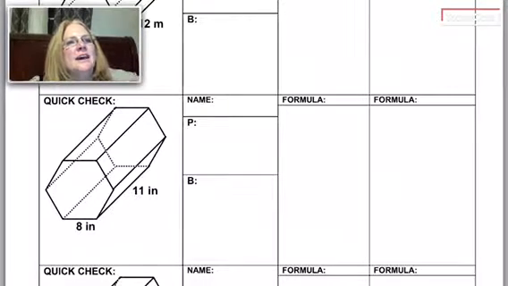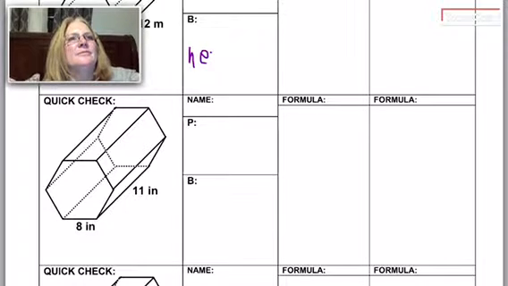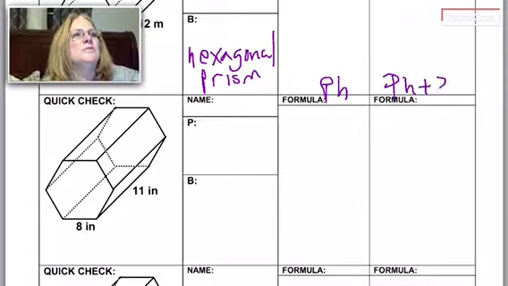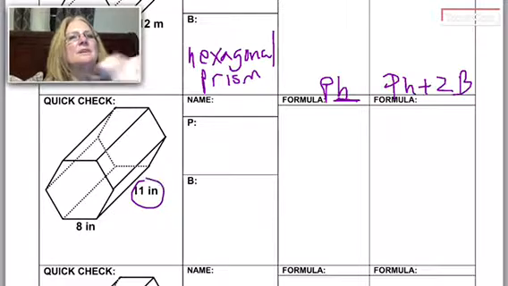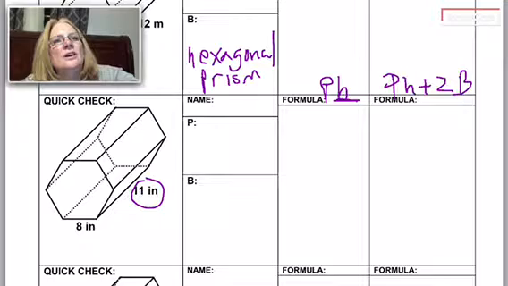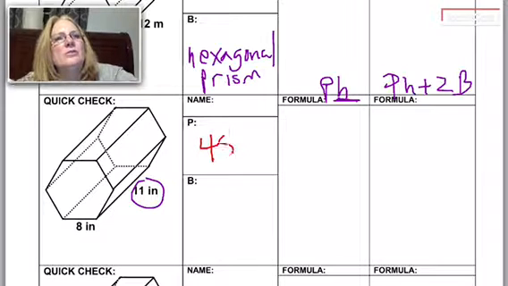So again, I would say this is a hexagonal prism, if we're going to name it. Hexagonal prism, because the base has 6 sides, and the formula here is pH plus 2b. The height of the prism is 11. Okay, so now let's go here. The perimeter, the base is, each side is 8, and there's 6 of them, so the perimeter is 48.